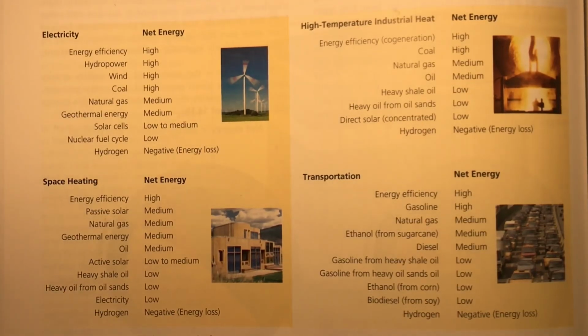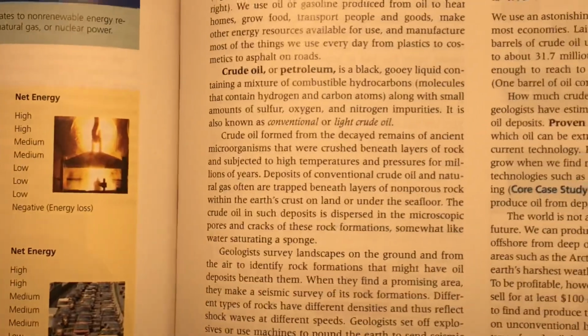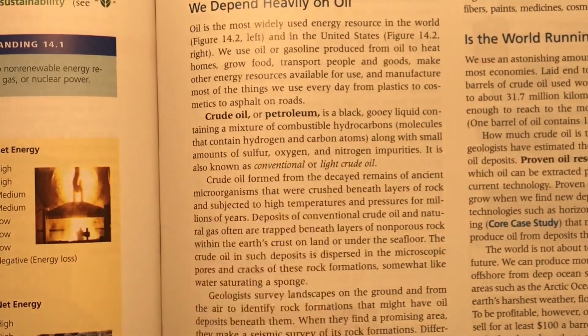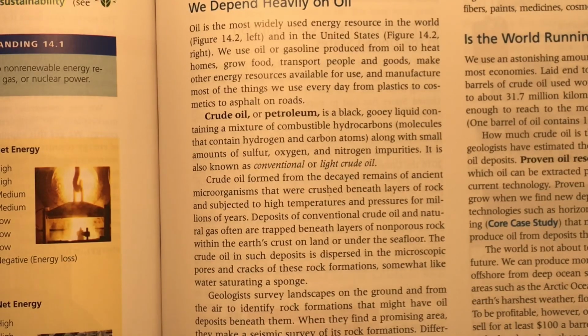What is the most widely used energy resource in the world? Note its two names and its states of matter. The most widely used is called petroleum, or what is called crude oil. Realize that when this comes out of the ground, it is black, it is gooey, it is sticky, it is a liquid. And it is a mixture of a whole bunch of different stuff.